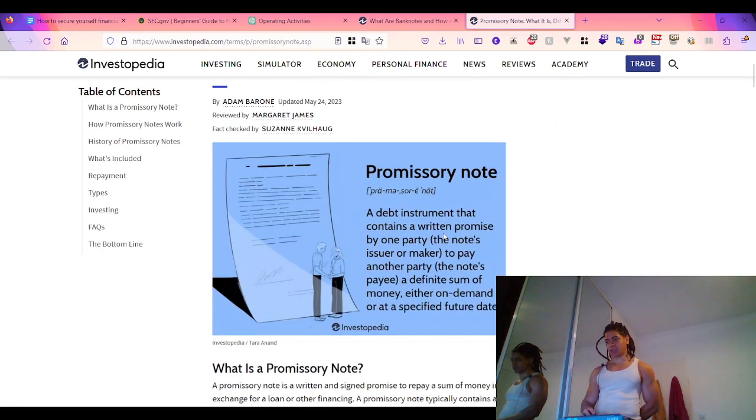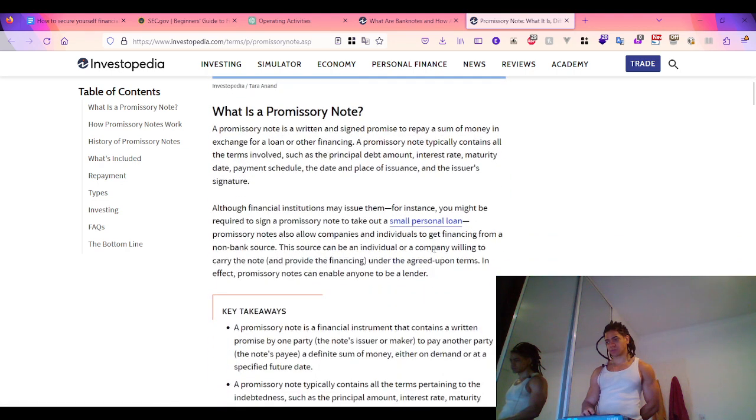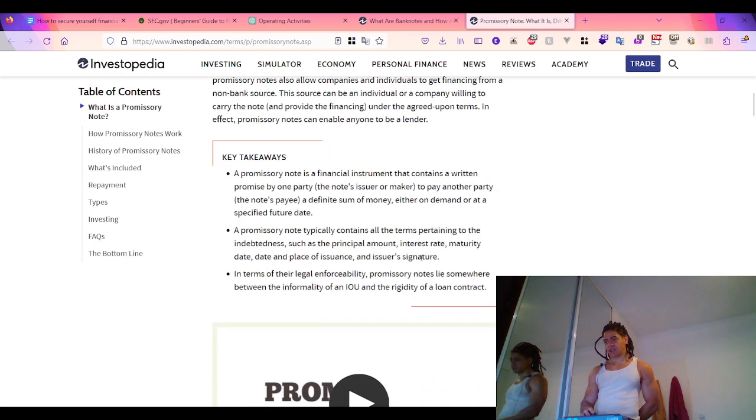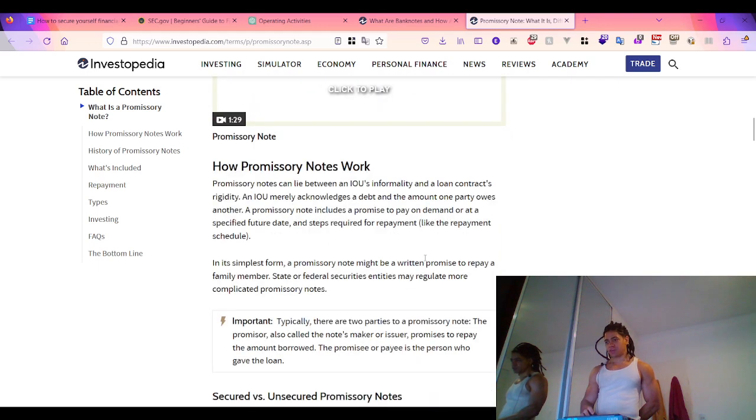A bank note is a debt instrument that contains a written promise by one party, the note's issuer or maker, to pay another party a definite sum of money either on demand or at a specified future date. A promissory note is a written and signed promise to repay a sum of money in exchange for a loan or other financing. It typically contains all the terms involved, such as the principal debt amount, interest rate, maturity, payment schedule, and the date and place of issuance. So this is a promissory note.